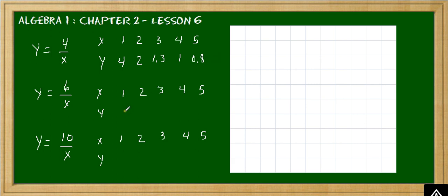Well, 6 divided by 1 is going to be 6. 6 divided by 2 is 3. 6 divided by 3 is, guess what, 2. See the relationship. What about 6 divided by 4? That will be 1.5. And then 6 divided by 5 gives us another decimal, 1.2. Now let's go to 10. 10 divided by 1 is 10. 10 divided by 2 is 5. 10 divided by 3 is 3.3. And 10 divided by 4 is 2.5.